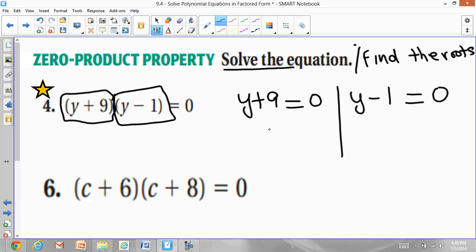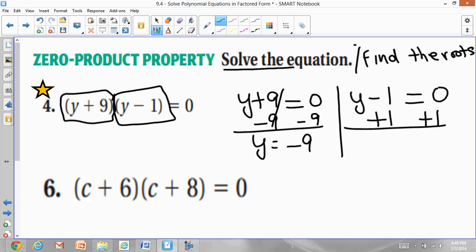Now you're going to solve for y. So this will be a one-step equation, minus 9 on both sides. Cancel. You get y equals minus 9. Now go for the right side. This is also a one-step equation. Add a 1 to both sides. Cancel. You get y equals 1. So when they are talking about solving the equation, your y can either be a negative 9 or it can be equal to 1. That is what they are talking about solving the equation. This is also the same as finding the roots.